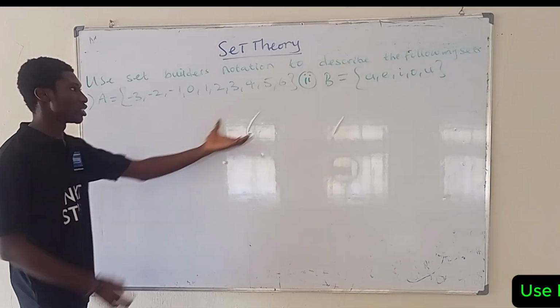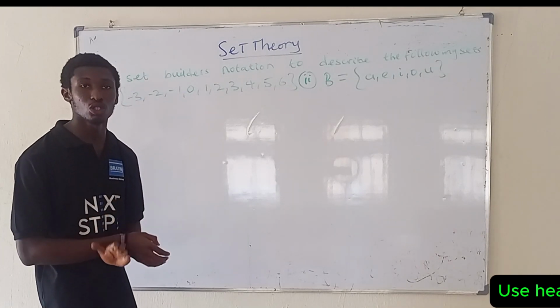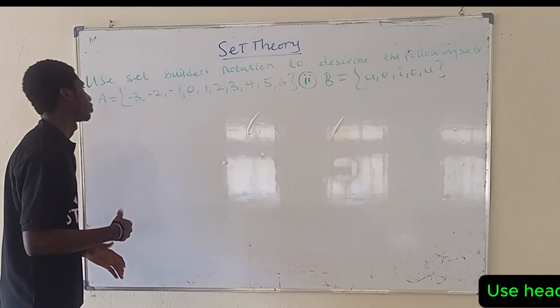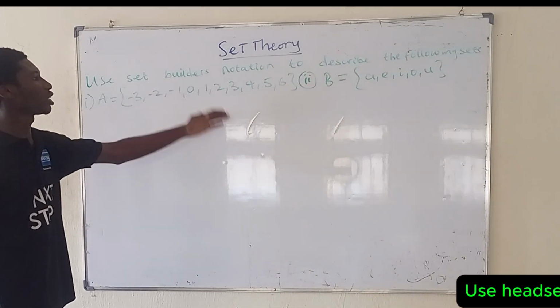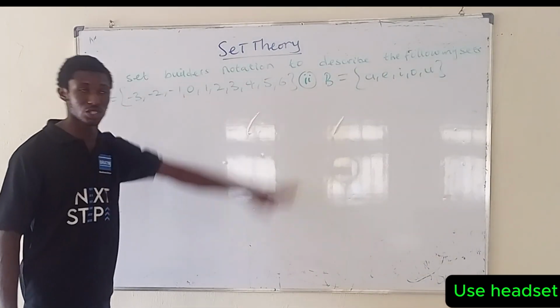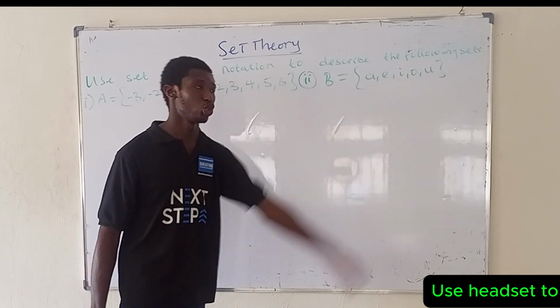So now it is in roster method. So I'm going to describe it using set builder's notation. Now for this, we have a set A, which is equal to negative 3, negative 2, 1, up to 6. And we have another set B, which is what? A, E, I, O, U.